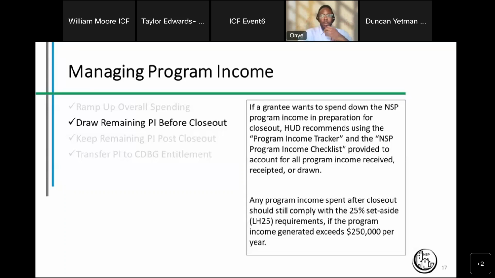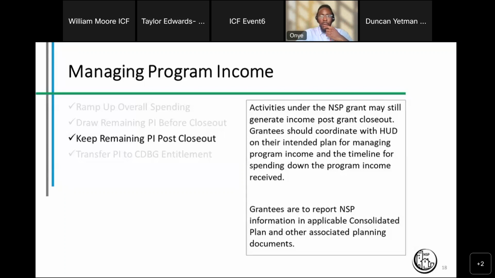So yeah, just be mindful of that. Okay. Now, if we decide to keep the program income post closeout, one thing we want to encourage everyone here is to really coordinate with HUD on your plan for managing that program income and really be specific and clear about what your timeline is for spending down that program income.